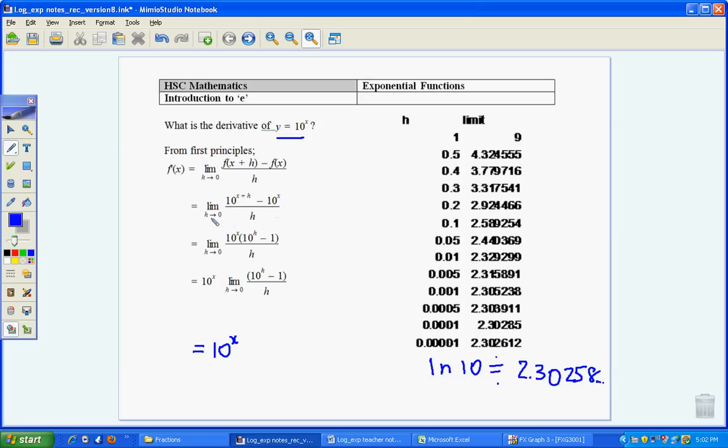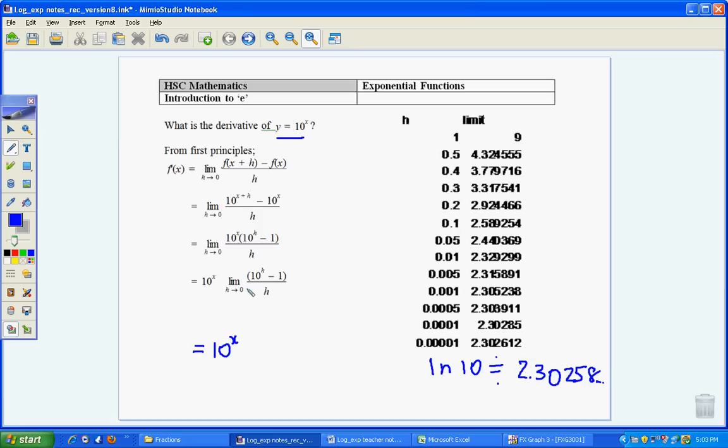Again, h is approaching 0, so we can't just start subbing h equal to 0. If we factorise, we get 10 to the power of x, because that's common, times 10 to the power of h minus 1 over h. Now, 10 to the power of x can come out the front, because it's not going to change; h is the one that's changing. Normally with limits we try to find a way to substitute 0 in by eliminating the h on the bottom. We can't do that in this case. There's no way we can eliminate that.